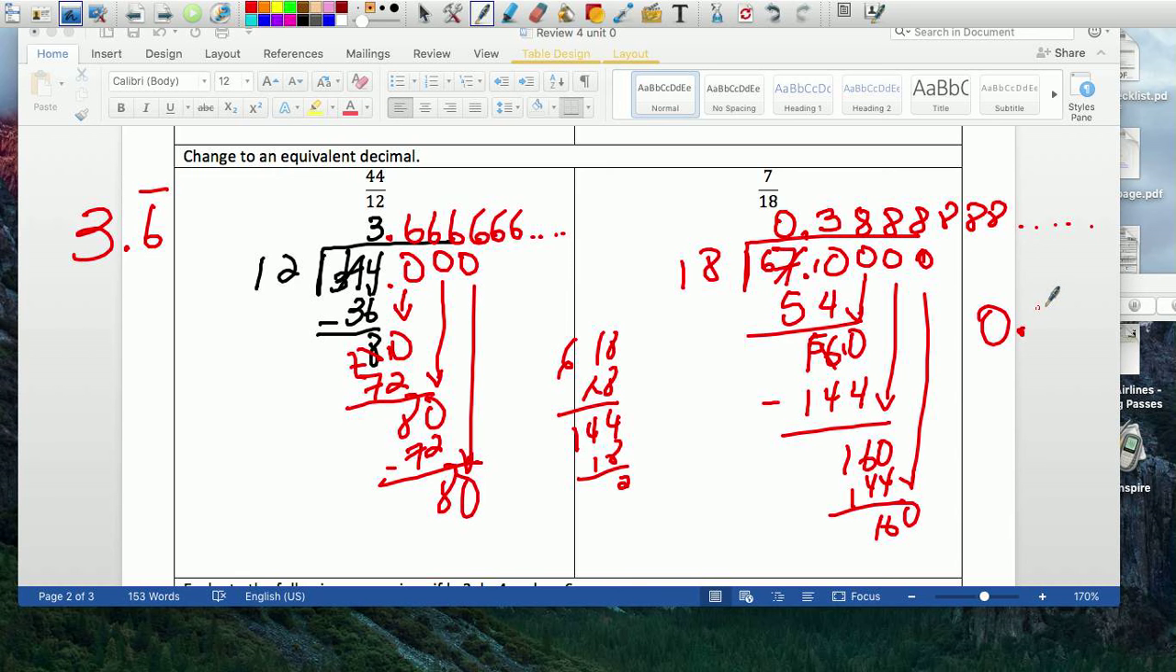It's going to be 0.3. And what's repeating? Only the 8. Okay.